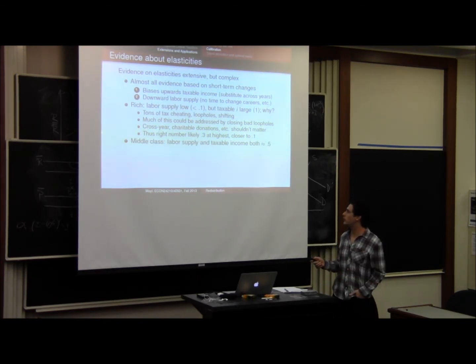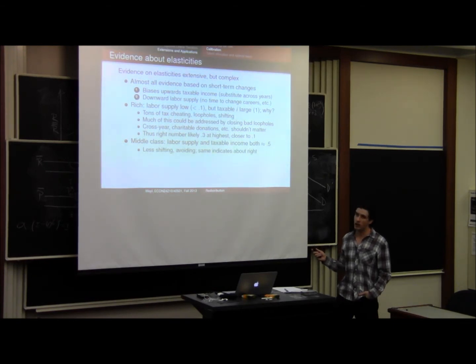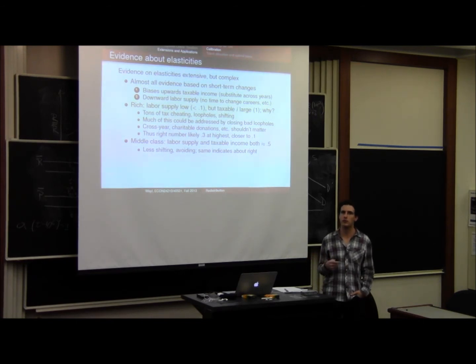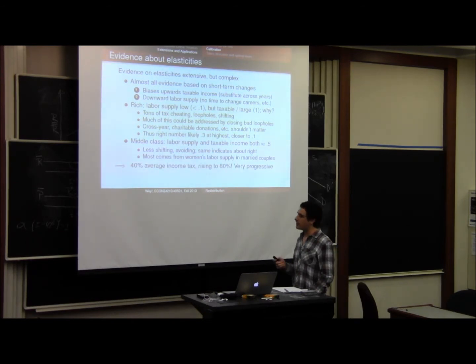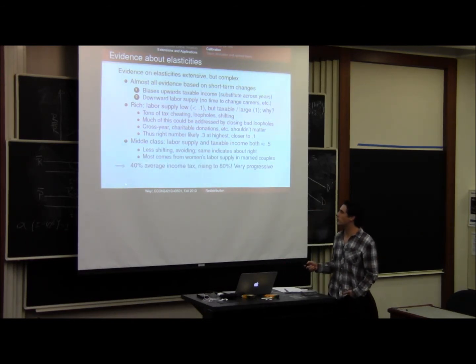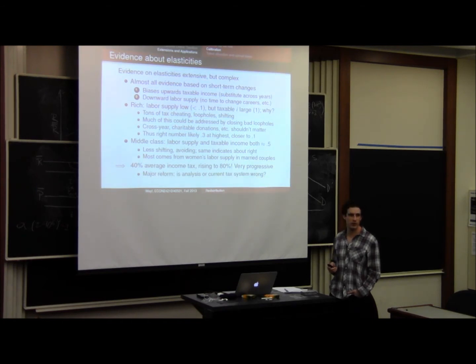But estimates on the middle class suggest that it's a bit higher than 0.1, about maybe 0.5, and a lot of that comes from married women switching into and out of the labor force. That suggests that we should have about a 40% average income tax rising to about 80% on the wealthiest, which is much more progressive than the current system.